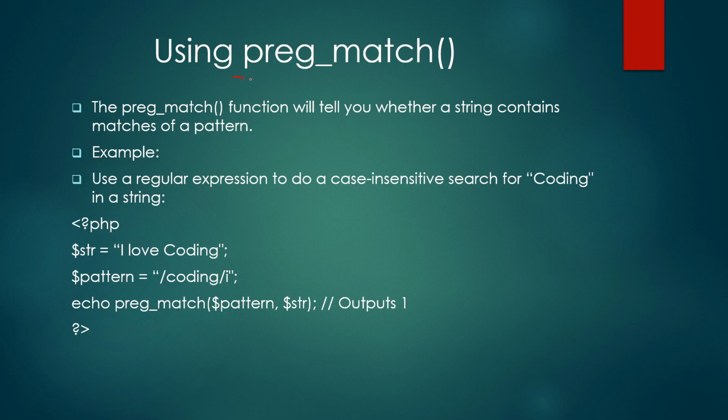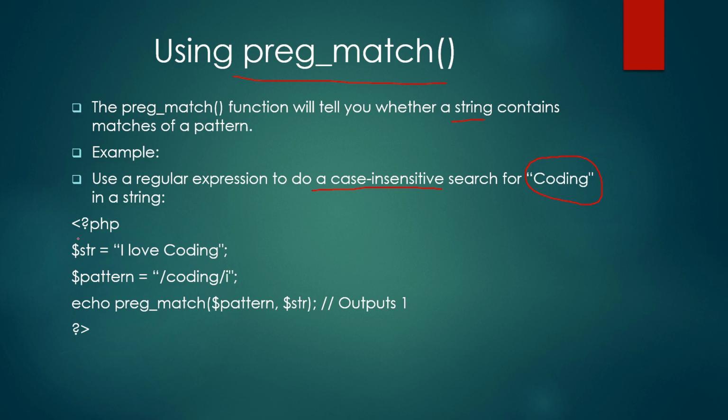The preg_match function will tell you whether a string contains matches of a pattern, means whether it is containing some matching of that pattern or not. Let's understand this through one example. Use a regular expression to do a case insensitive search for coding in a string. For case insensitive, we just put the character i at the end. I want to check whether the word coding is present in the string or not.